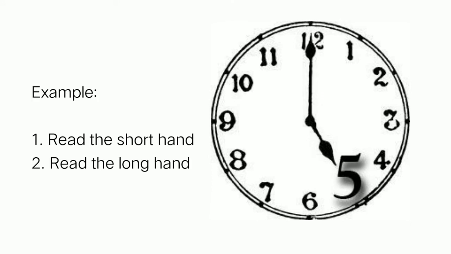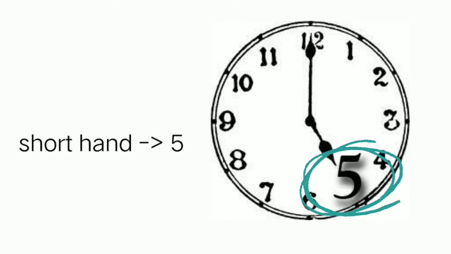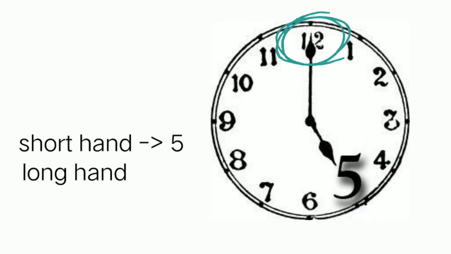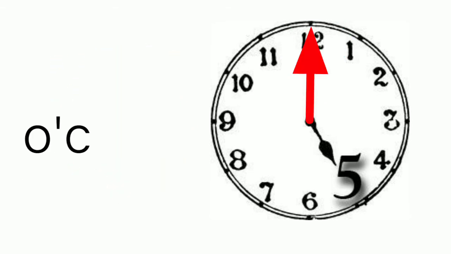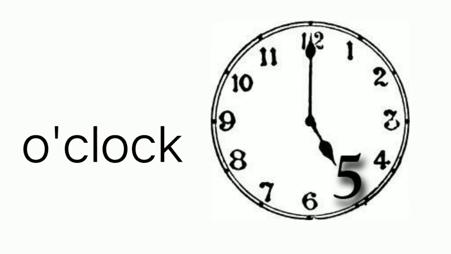Example is this clock. First, read the short hand or hour hand. Second, read the long hand or minute hand. The short hand points at 5. The long hand points at 12. Remember, if the long hand points at 12, it is read as o'clock. So the time is 5 o'clock.